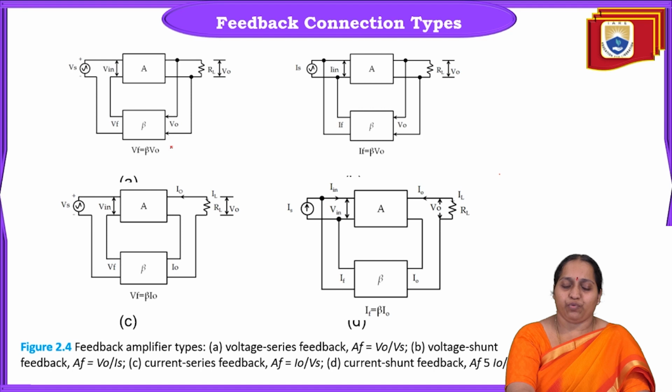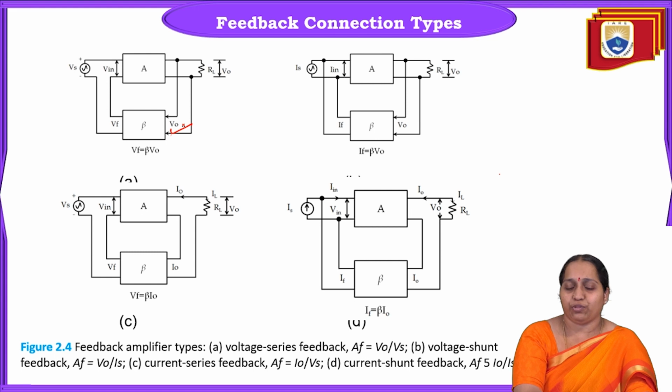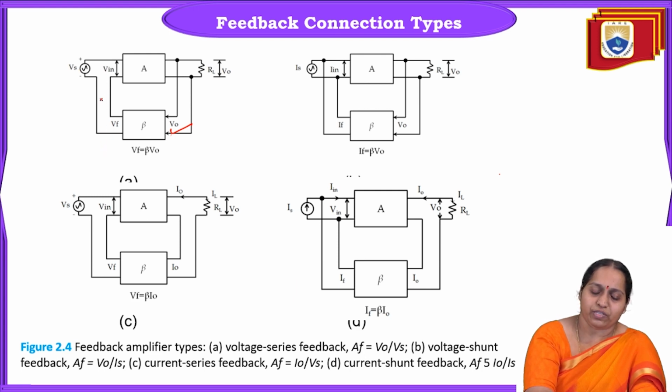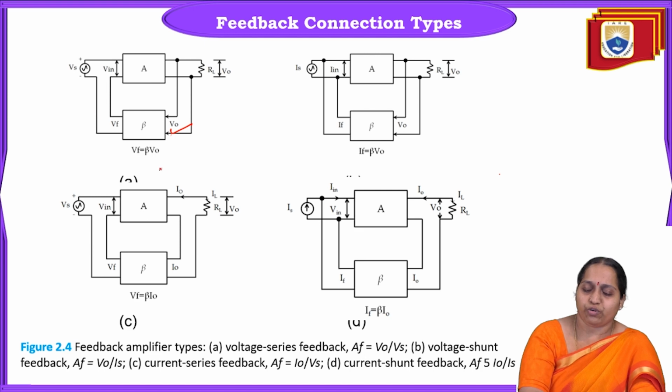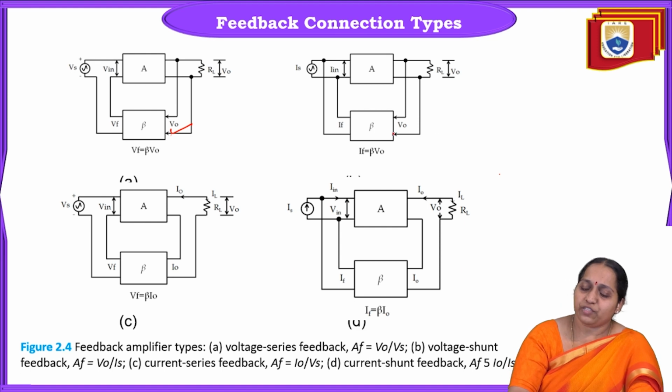In the first case, voltage series, the output voltage V0 is taken as input to the feedback network. Accordingly, you will have the feedback signal Vf. This Vf is connected in series with the source voltage, so we call it voltage series feedback. Coming to the second one, it is voltage shunt. Output voltage V0 is taken as input to the feedback network, and the output of this feedback network is the current If, which is in parallel with the current source Is.